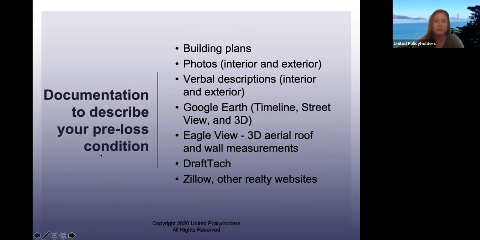Here's a list of things that can help. Building plans. I know a lot of you lost your building plans in the fire, but there are some out there. Photos, verbal descriptions, Google Earth, EagleView. There's a lot of things out there. Zillow. The more rural of a place you live, the harder it is to get things like Zillow or Google Earth. It's sometimes hard to see, but those are ideas.